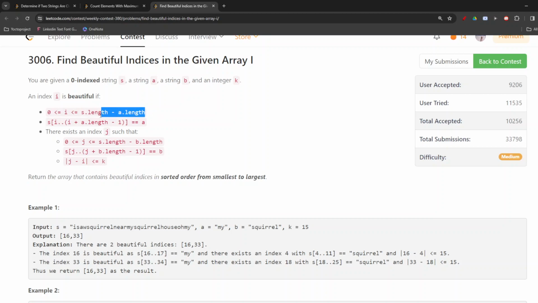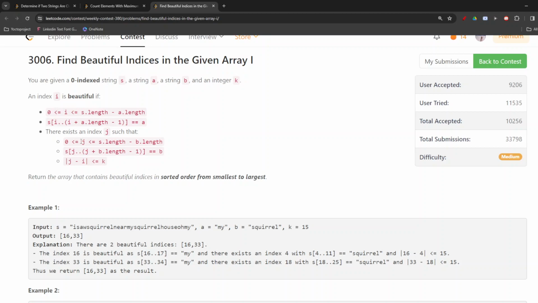And why are they using this particular bound? Because they require that this a, whatever index i there is, represents that the string a starts from this index i. Then there exists an index j, and this j is also playing a vital role, because at the end we are required to take the absolute difference of j and i, and it should be less than or equal to k, the fourth parameter given to us.